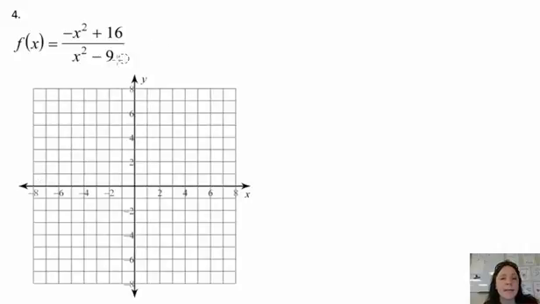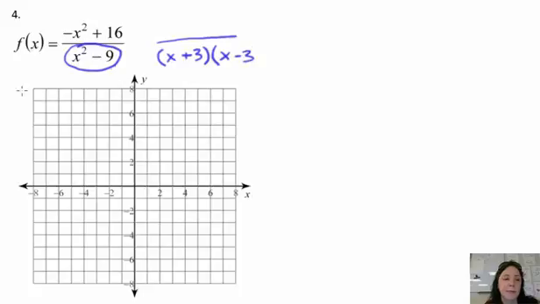Take a moment and think about where or how many vertical asymptotes I'm going to have. Go ahead and pause. Right. So hopefully you notice that we have a quadratic expression here. So unless it's a perfect square quadratic, and this one is not, then I'm going to have 2 vertical asymptotes. So I'm going to go ahead and factor the denominator here. This is a difference of squares, so I'm going to have x plus 3, x minus 3.